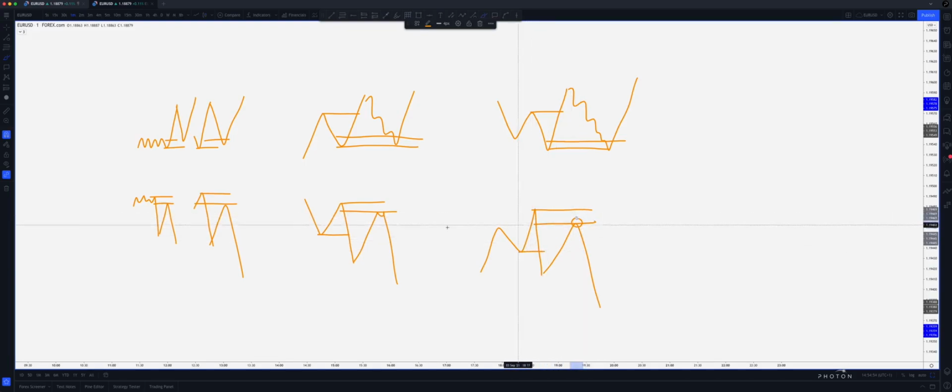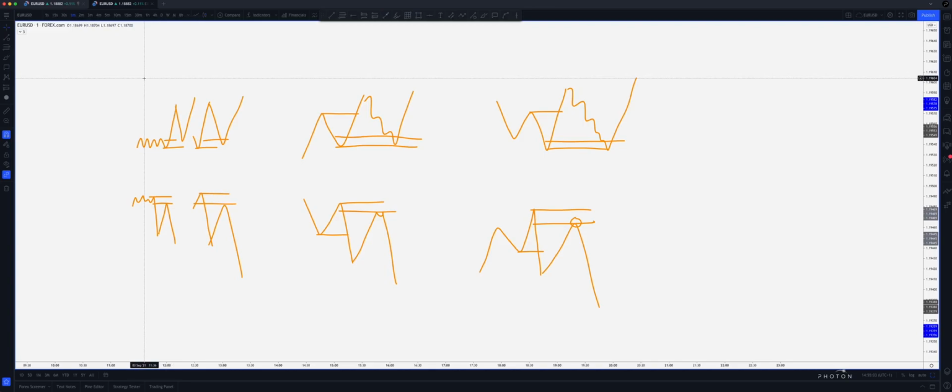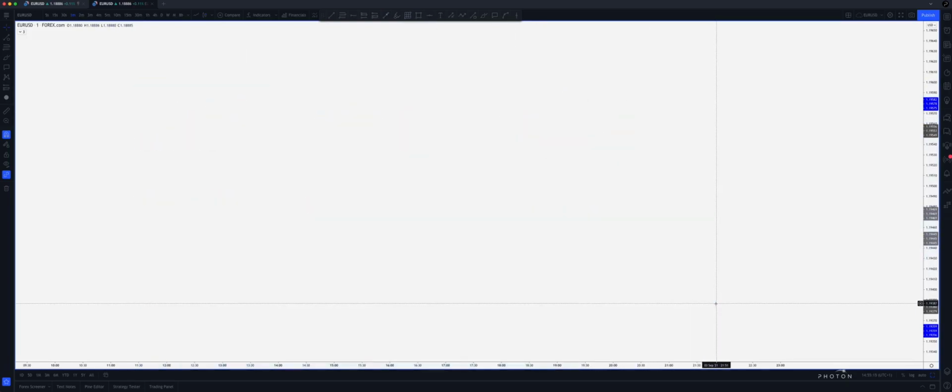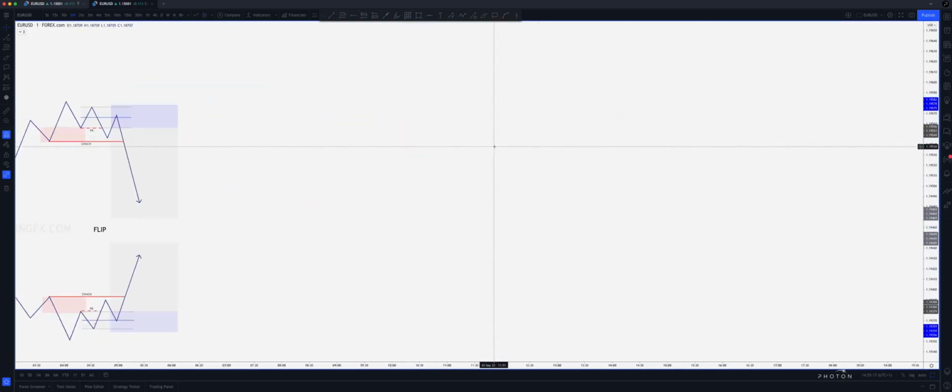Because those areas of supply cause a break of structure, and the same for demand. So that's the first of two ways that we've really looked to validate where those strong zones are in the market. All else being equal, we're trying to identify those areas of supply and demand that led to a break of structure.